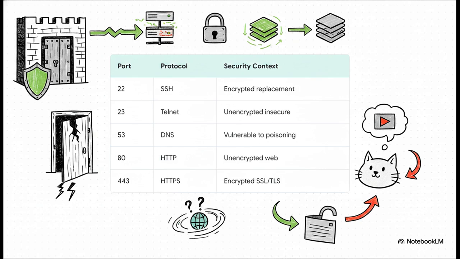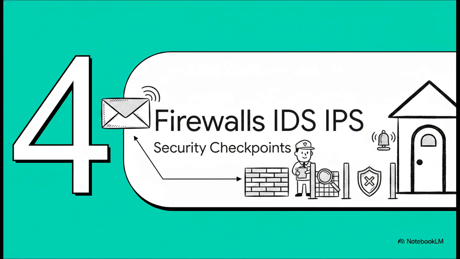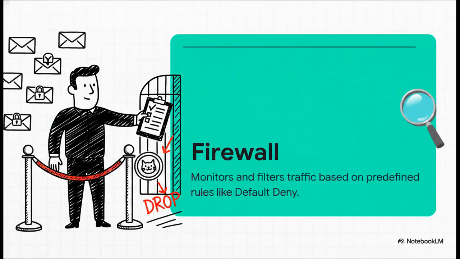Oh, and definitely keep a close eye on port 53, DNS. That's the internet's phone book, and it is heavily targeted by poisoning attacks. Next up, Section 4, Firewalls, IDS, and IPS. So our packet is knocking on the correct door, but suddenly, hold up, it gets stopped by the network's security checkpoints. The very first major checkpoint, the firewall.